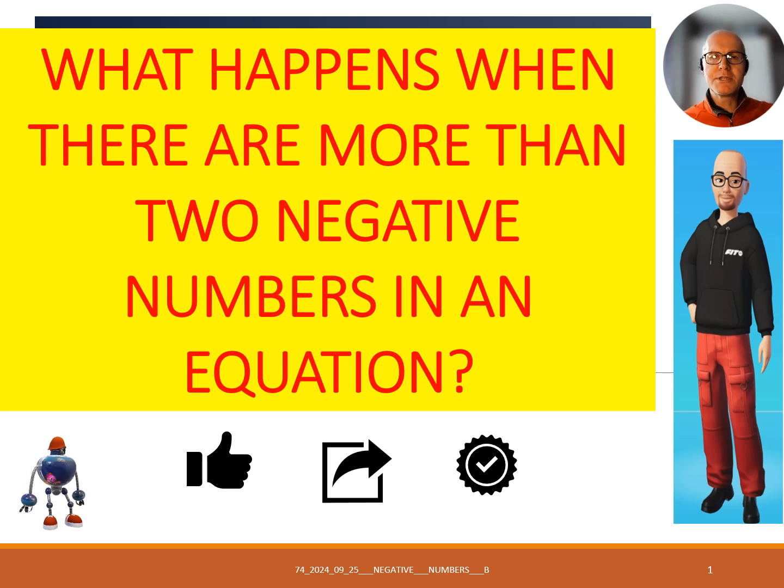The previous lesson we looked at the impact of negative numbers, but exclusively when we were talking about equations with just two numbers. So whether that was two numbers with an addition, two numbers with subtraction, two numbers with multiplication, or two numbers with division. But in this week's lesson, we want to consider what happens if there's more than two numbers in an equation with a mixture of negative numbers. Let's begin.